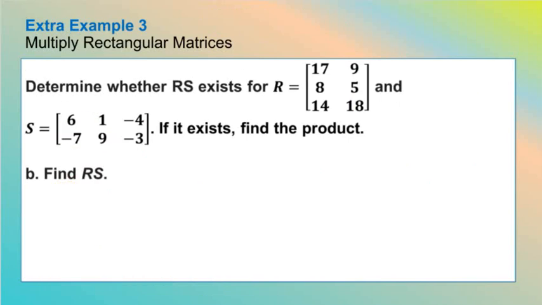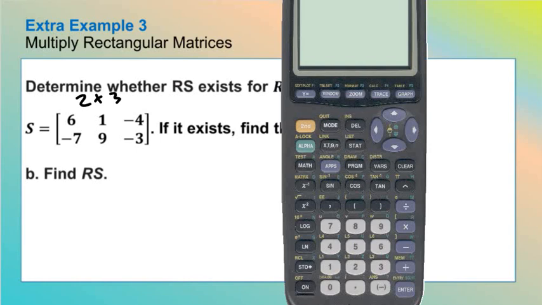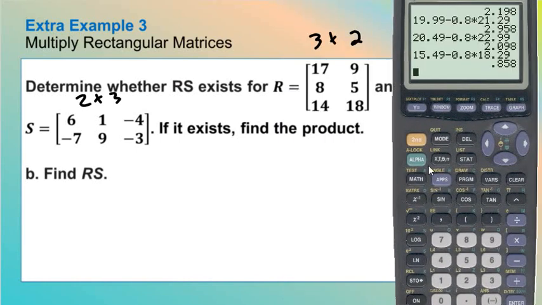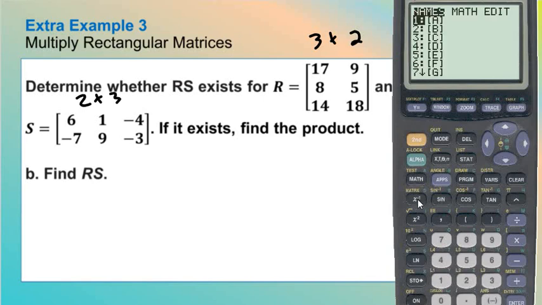Next, RS. So let's do R. This is a 3 by 2, and this is a 2 by 3. Now for this one, I'm going to show you how to do it on your calculator. So we turn our calculator on, hit second, x to the negative first, which is our matrix. We need to go to edit. So our first one is going to be matrix R. So that's a 3 by 2. And we're going to type those numbers in.